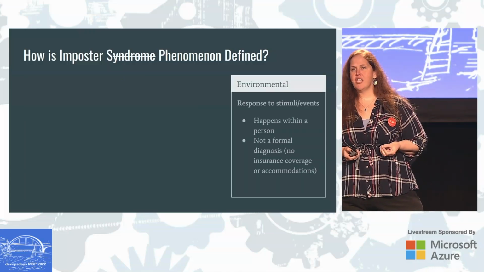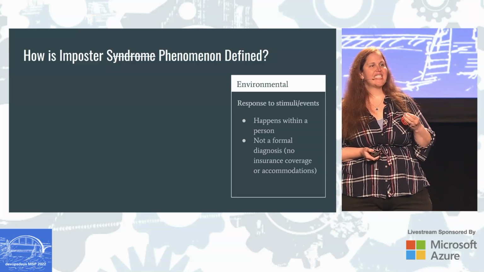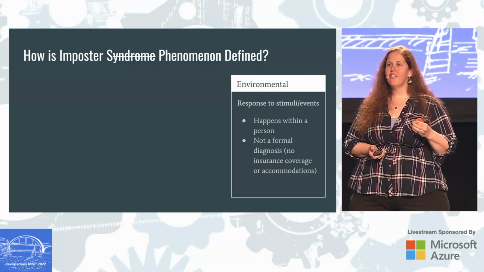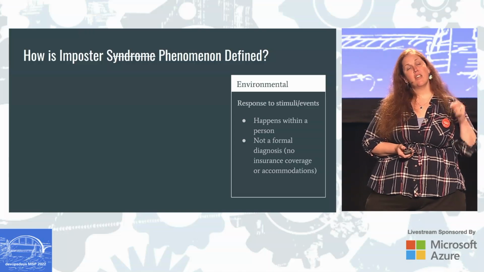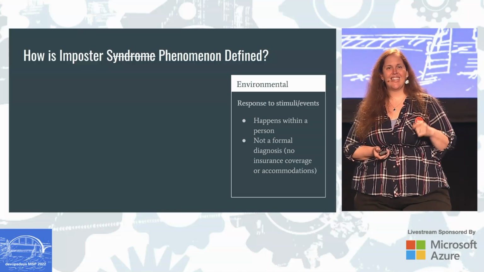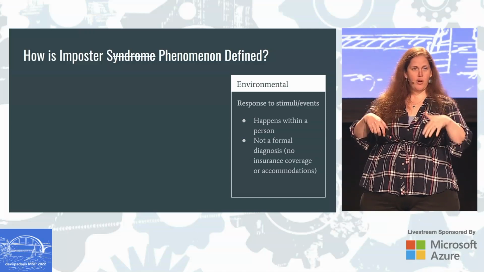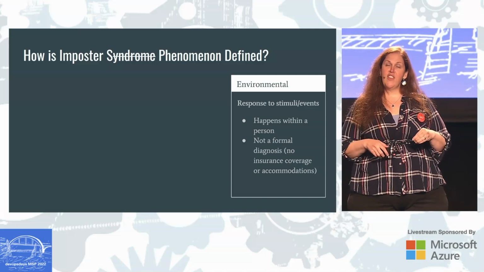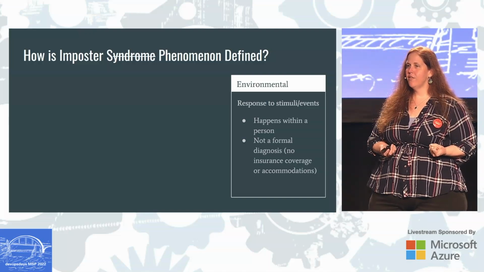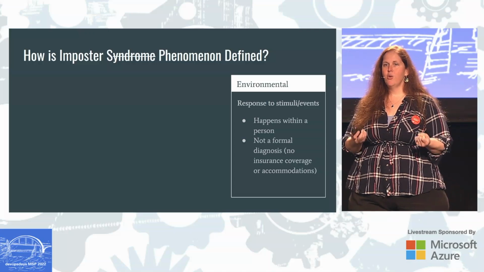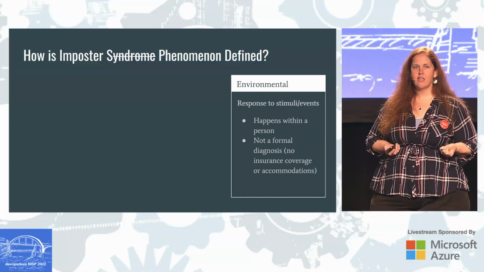But this third part of the definition, imposter phenomenon, was studied as a reaction to particular events and stimuli. It is considered to be environmental. It is an experience that occurs within a person as a reaction to stimuli. It is not a medical disorder. It is not listed in the DSM or the ICD, the International Classification of Diseases. And so what that means in the United States, where this research was done and where we are, is that if you feel like you have imposter syndrome and you are negatively impacted by it, you cannot receive reasonable accommodations under the ADA for that. You cannot access health care through your insurance. You cannot access therapies or medications or things like that.